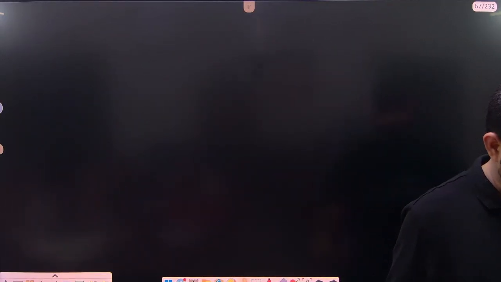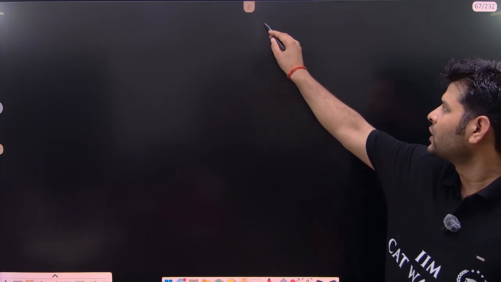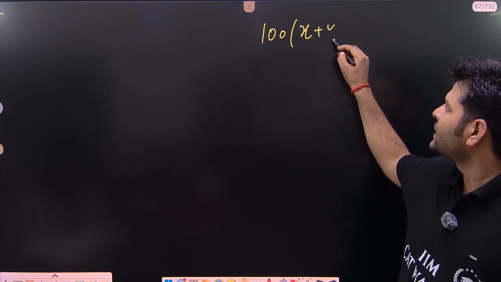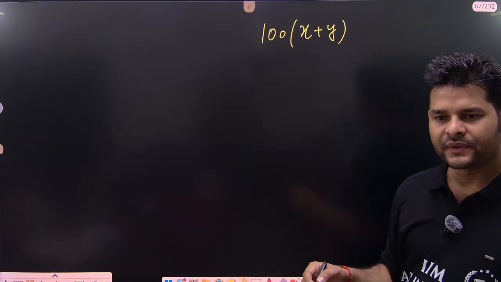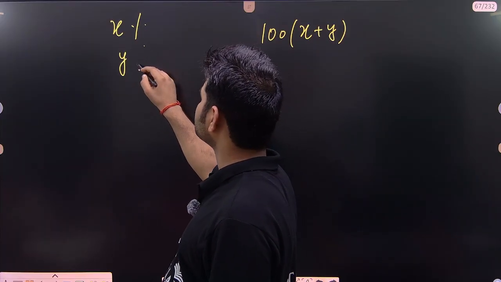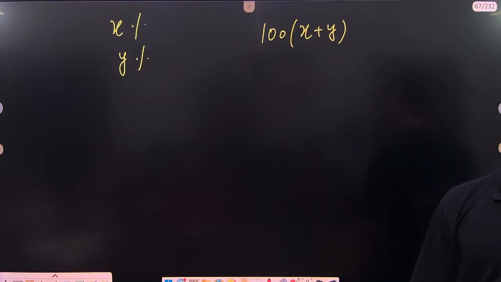Total, guys, note it down. Overall profit or loss equals 100 times (x plus y)... Guys, what are x and y? If there is x% profit and y% loss, then x and y are the profit and loss.